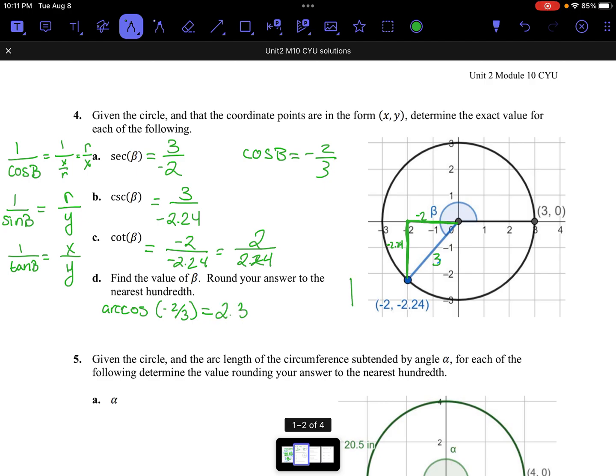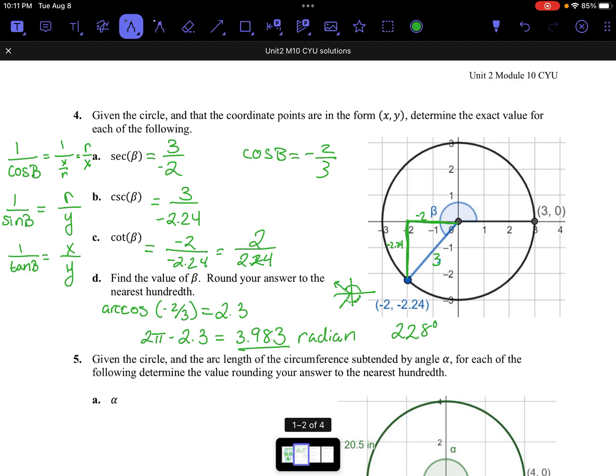And so that would be a measure in quadrant 2 here. And I'm looking for the measure of the angle in quadrant 3. But that mirror image angle would be the same. So if I simply find 2 pi minus that angle measure, I would come up with 3.983 radians as the measure of angle beta, which is the same thing as about 228 degrees.